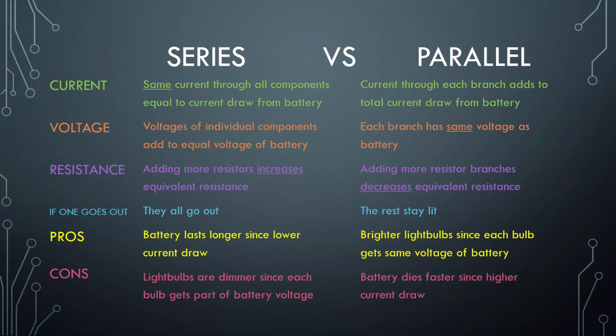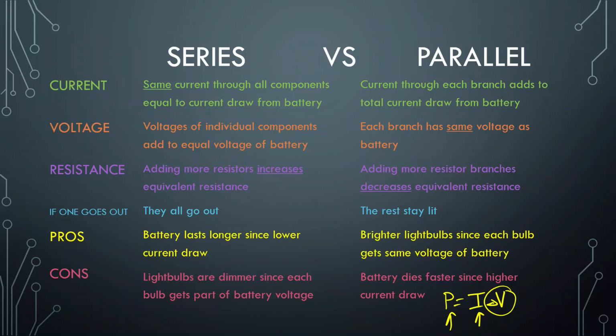With parallel, your battery is going to die a lot faster since you're going to have a much higher current draw. So your power, once again, is current times voltage. So with the voltage of the battery, you're going to have a much higher current, so you're going to have a larger power draw, which means you're going to use more energy in a particular amount of time, and you are going to end up draining that battery fast.